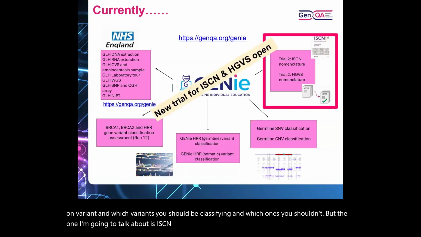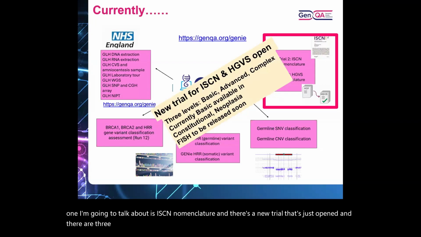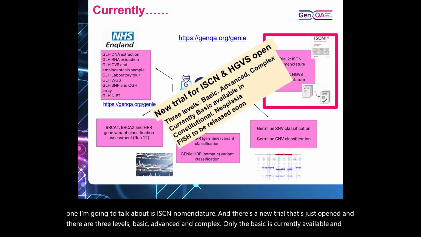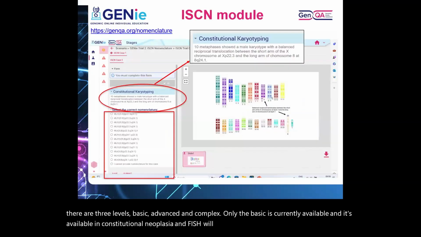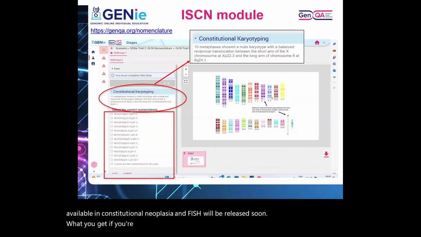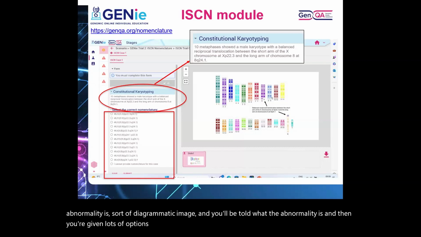There's a new trial that's just opened, and there are 3 levels: basic, advanced, and complex. Only the basic is currently available, and it's available in constitutional, neoplasia, and FISH will be released soon. If you're doing a karyotyping module, you'll get a diagrammatic image of the abnormality, and you'll be told what the abnormality is, and then you're given lots of options to choose from, and you have to choose the correct one.